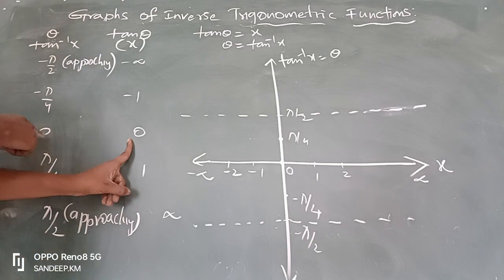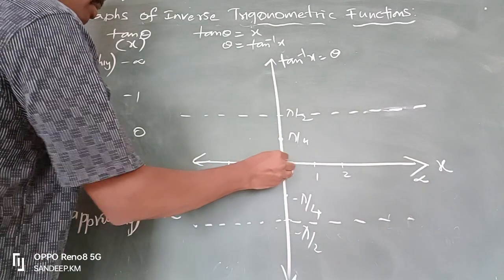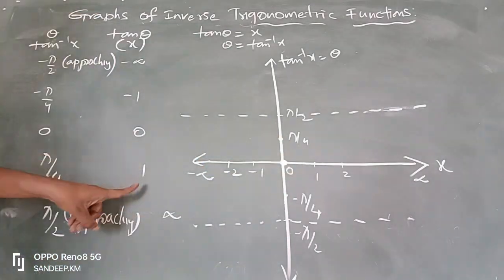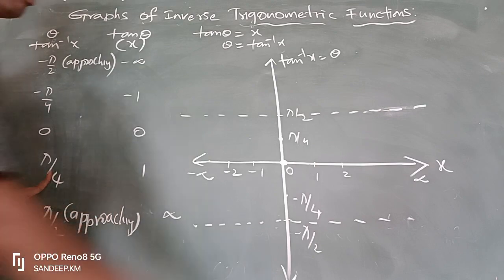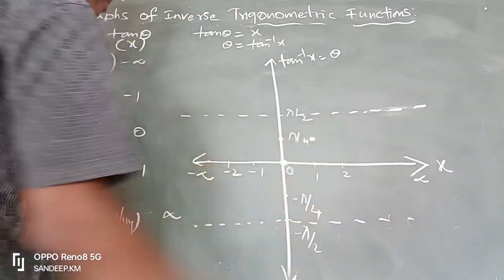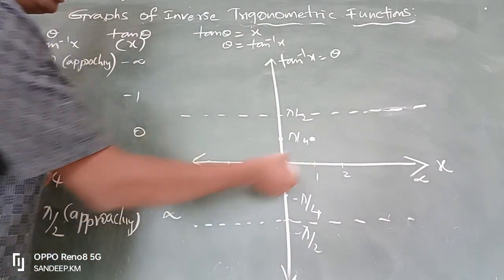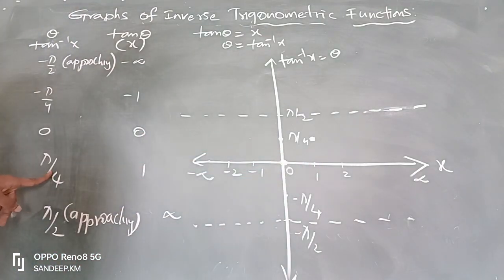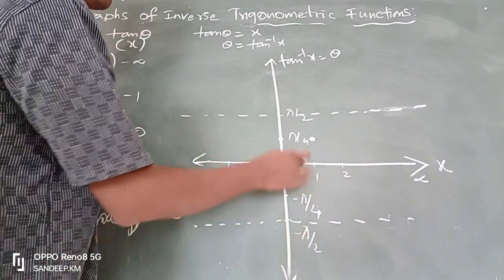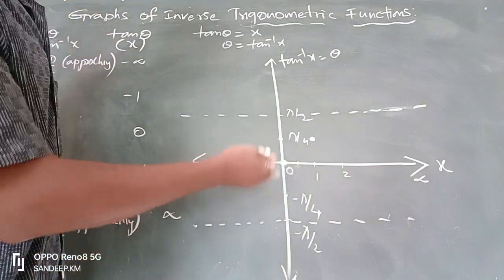When input is 0, the output is 0. When input is 1, the output is pi by 4. You got it? And if possible, you can take an input between 0 and 1, 1 by root 3. You know it. What is 1 by root 3? Root 3 by 3. 1.7 by 3 is 0.56 or something, right? Yes. So you can take one more also if needed, but I am not taking it. If you want, you can take.